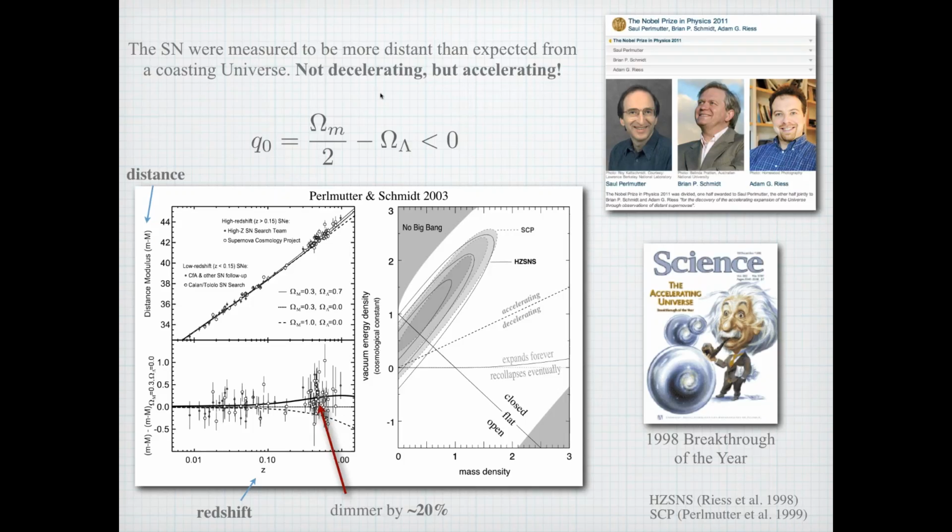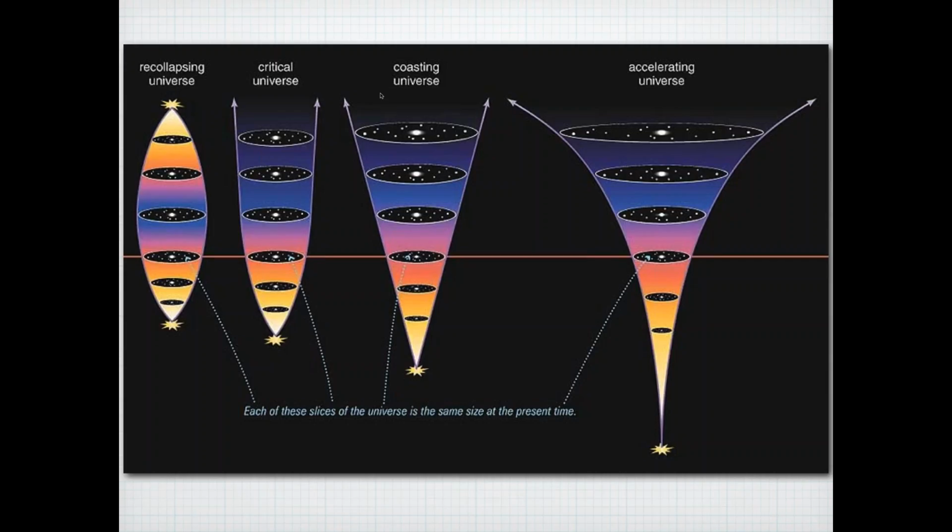And so Saul and Brian and Adam Riess were awarded the Nobel Prize. Breakthrough of the year in 1998, which was a long time ago. Kind of scary. Okay, so what the measurement showed is that the universe turned out to be none of those three, or not even in between the first one and the third one. It turned out to be the one on the right. The supernovae came out to be farther away than in the third universe from the left. And you can interpret that as an accelerating universe.